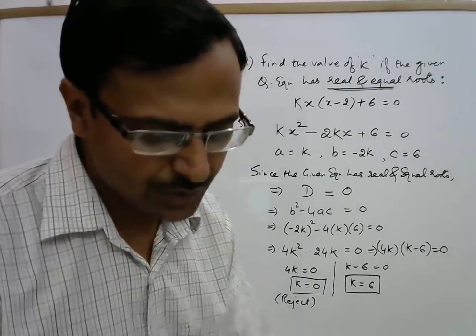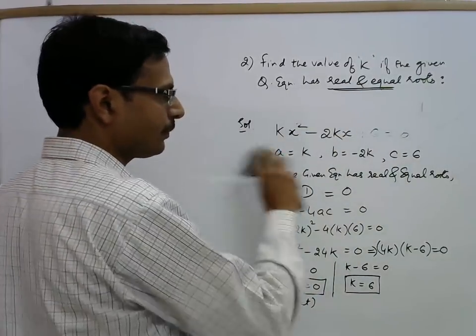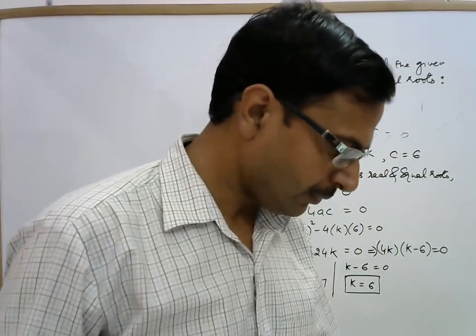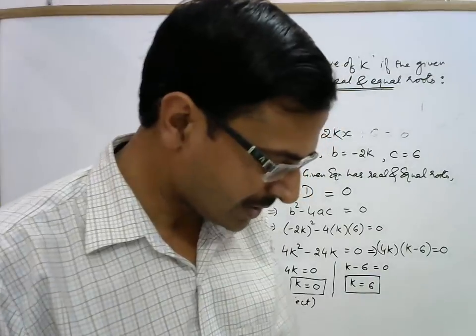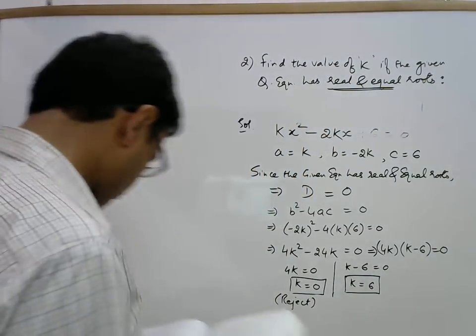Okay, let us have one more question. This is to be solved by you. Now I am changing this equation, so the process remains the same. You have to find the value of k again, for which the given system of equations has real and equal roots.